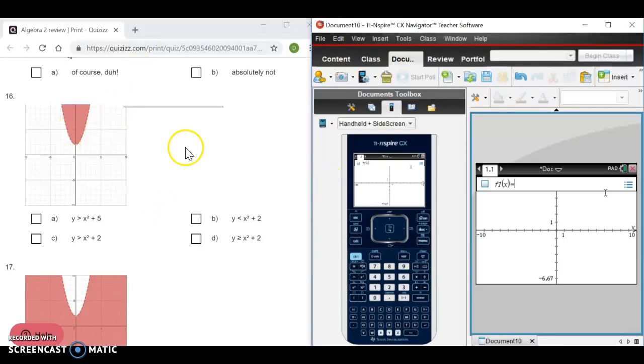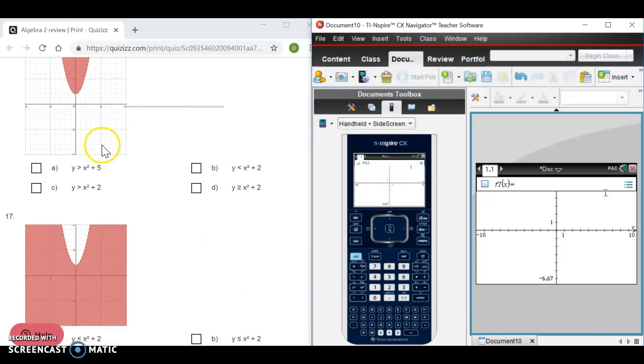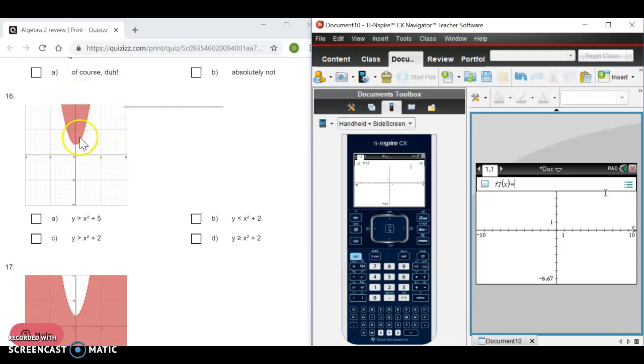Right, here we go with 16. So we need to know how to graph inequalities. In order to do that, I have to take these answers and I want you to graph them. Let's say I were to look at A or something.